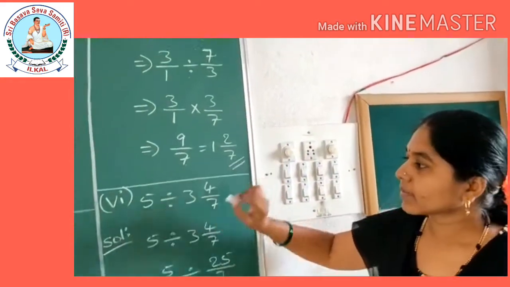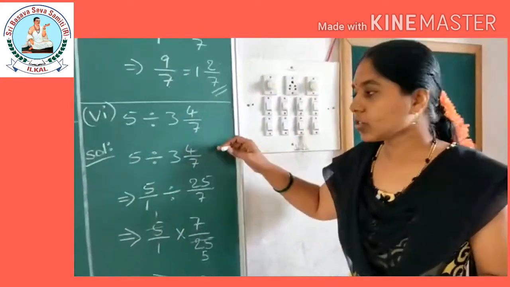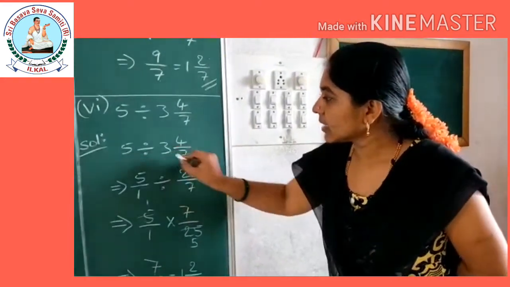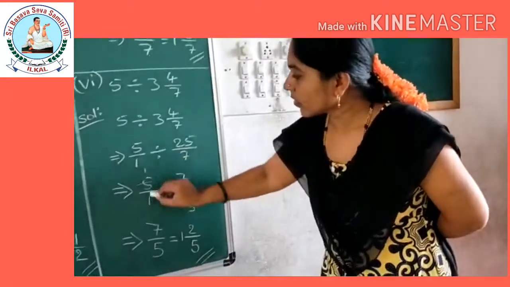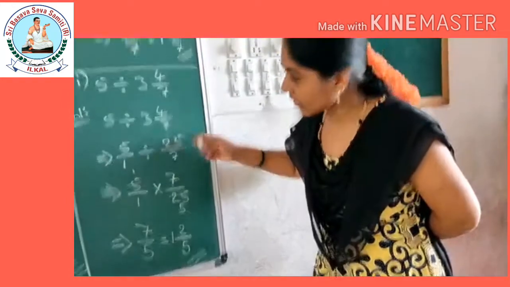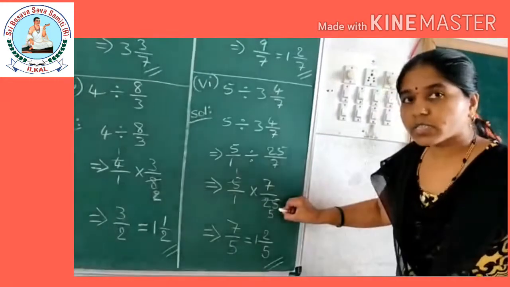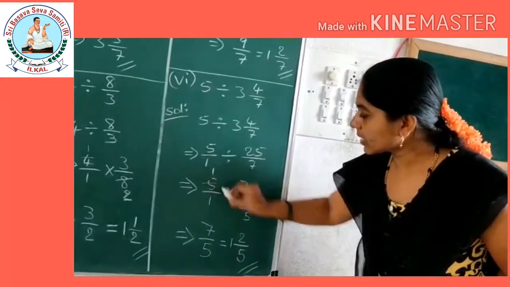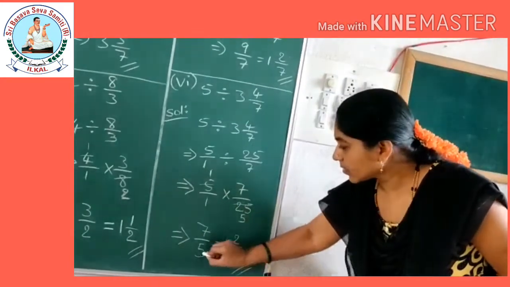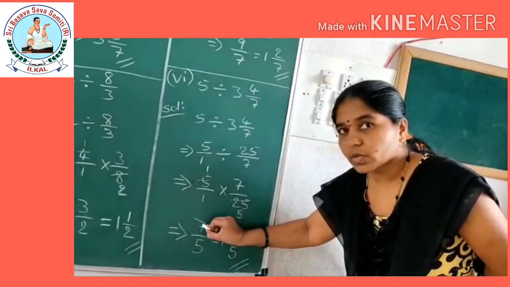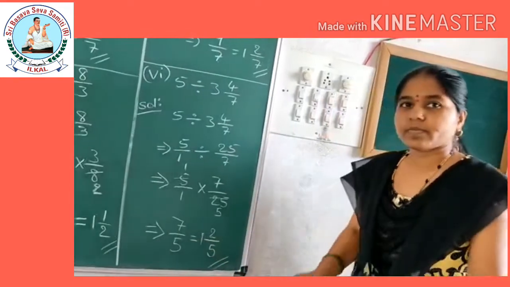Last one. 5 divided by 3 integer 4 by 7. Rewrite the question. 5 by 1 divided by 3 7s are 21 plus 4 is 25, divided by 7. 5 by 1 into reciprocal of 25 by 7 is 7 by 25. Now see here. In 5 table we can strike out this. That's why I am going to cancel it with 5 ones are 5, 5 5s are 25. 1 into 7 is 7. 5 ones are 5, children. 6, 7, only 2 remain, divided by 5. Then 7 by 5 can be written as 1 integer 2 by 5.